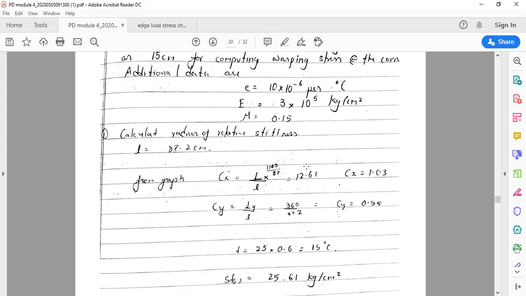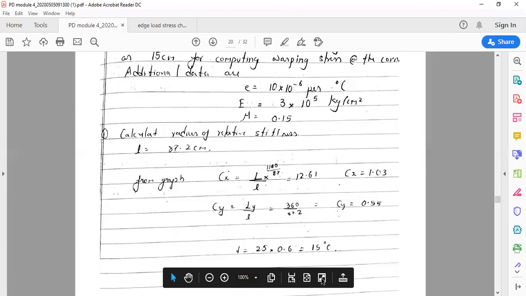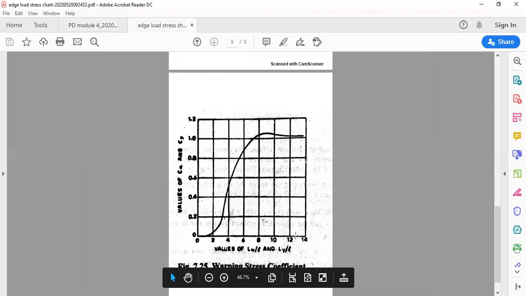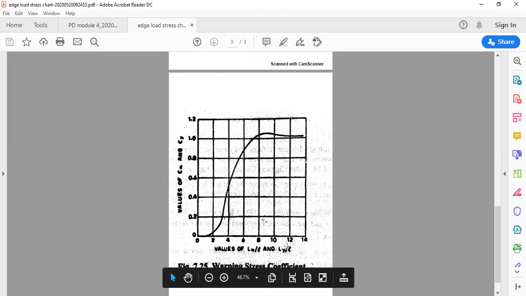Referring to these values in the chart, we shall go to the chart now. In order to find Cx and Cy, we found Lx by L. What is the value of Lx by L? It is 12.61. Just refer to 12.61, which comes somewhere here, cut this curve, and I get the Cx value. Similarly, you find the value of Ly by L, cut this curve, and find the corresponding Cy value.